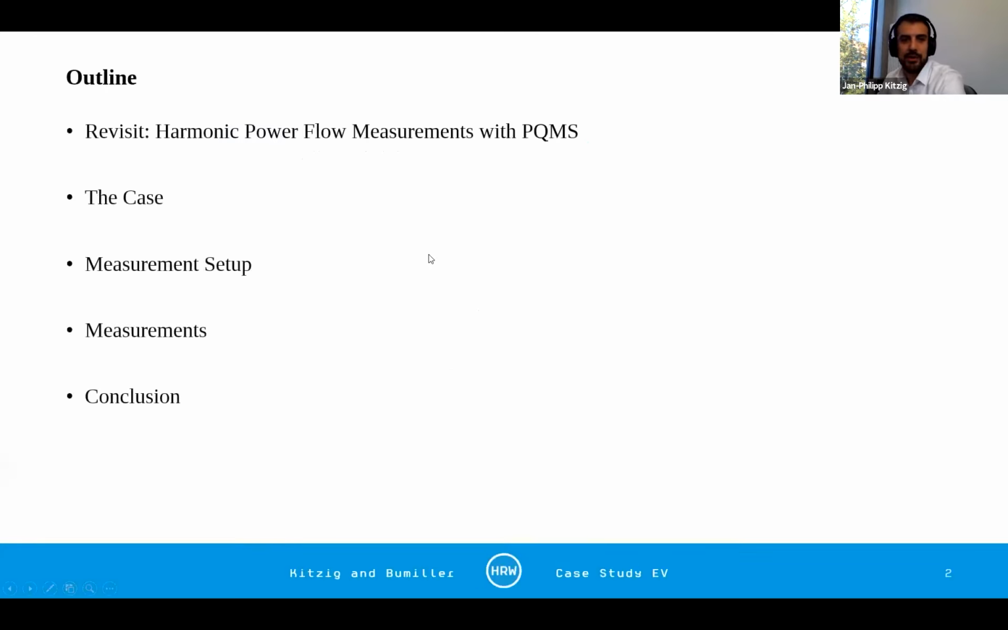Let me give you a quick outline of what I will be talking about today. I will do a short revisit of the harmonic power flow measurements with PQMS. This was the topic of our last presentation in March this year. Then I want to present the case, the measurement setup, our measurements, and then I want to draw a first conclusion, as far as we can already conclude on this topic.